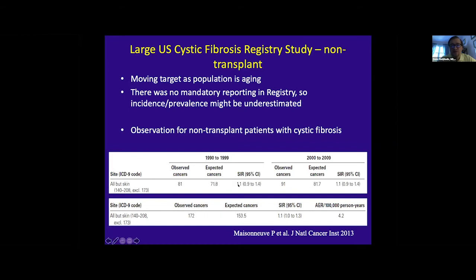You can see that the odds ratio here is 1.1 and 1.1 here, and when he combined them, they were expecting 154 cancers in the population. They found 172. So this is basically more or less the same as expected from the population.